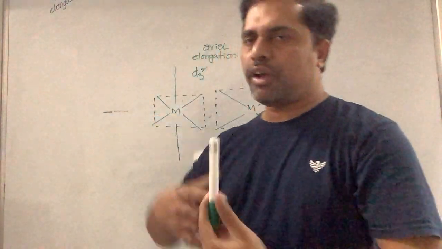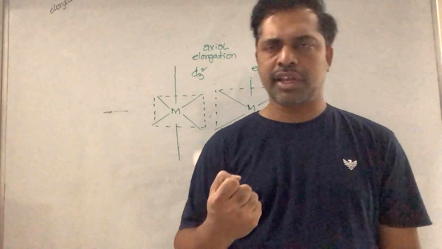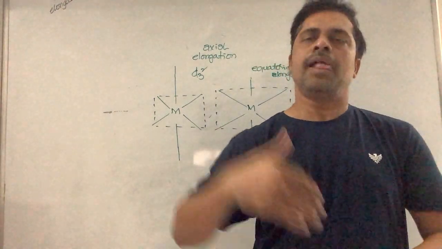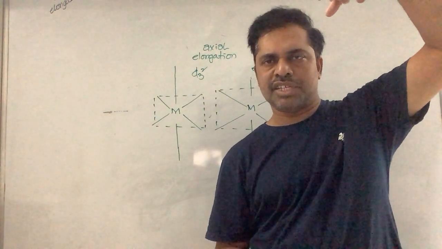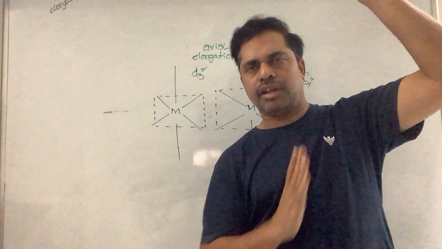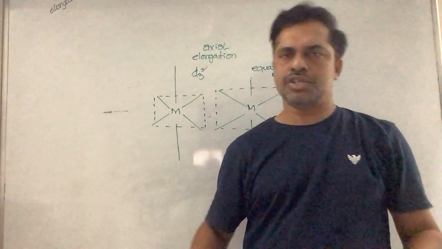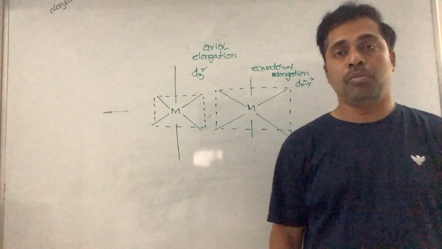Why is this elongation taking place? Very simple. Electron repulsions will be there. When such repulsions are there, the bonds are going to be a little away. When they are a little away, the repulsions will be minimum. When the bonds go away, that means electrons are distributed over a long area, so the repulsions will come down. When the repulsions are less, automatically the stability will be more.